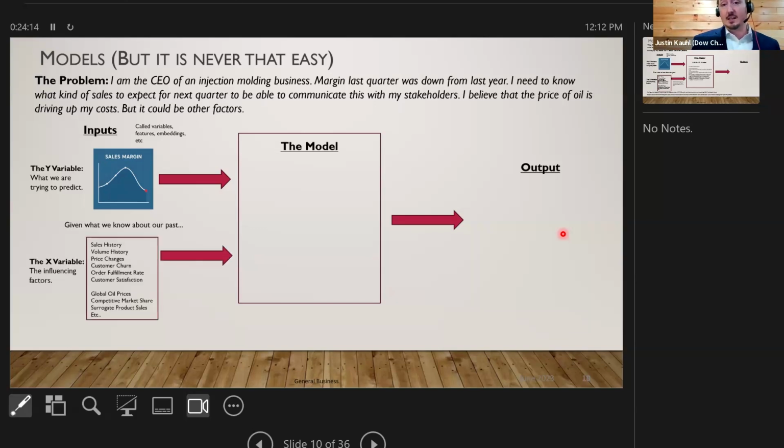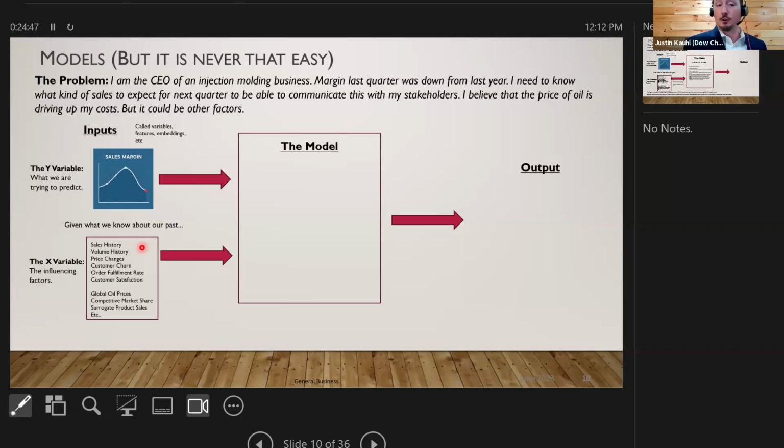But that's not going to be enough. You could say that I believe the price of oil is actually what's driving up my cost, but you don't know. It could be other factors. There could be a lot of uncertainty in here. And so what we can do is go in here and get some other things that we're calling X variables. The Y variable is what we're trying to predict. X variables are what we're using to influence the model to better predict it. In this case, it could be anything. I have some examples here like sales history, volume history, price changes, customer satisfaction, order fulfillment rate.